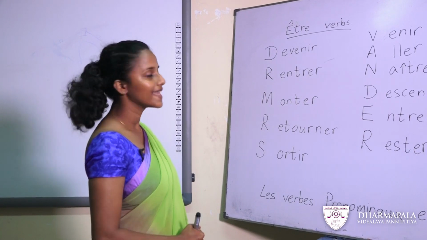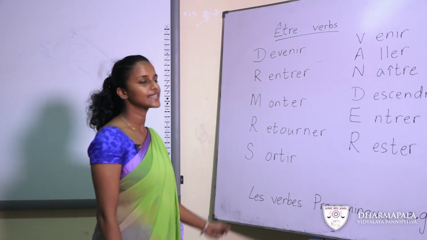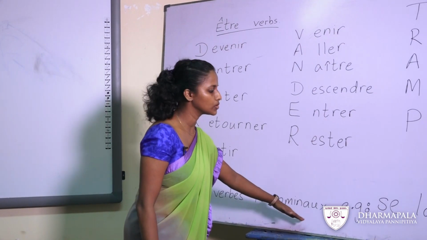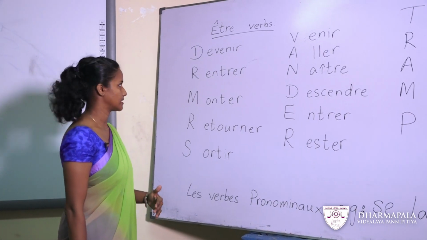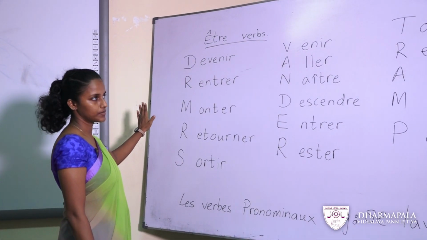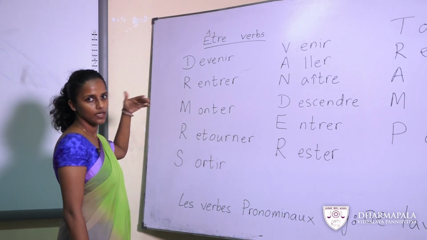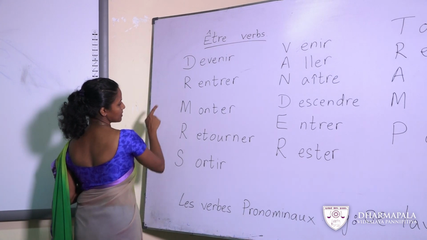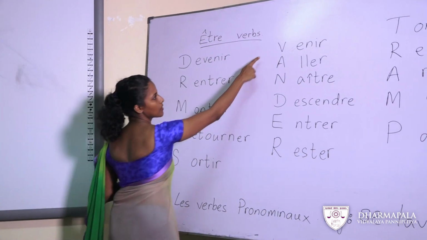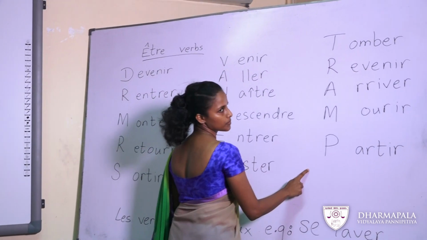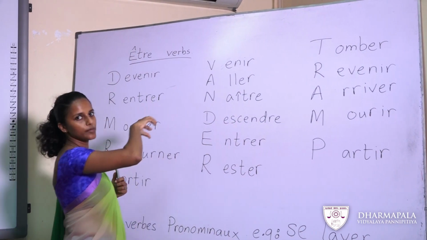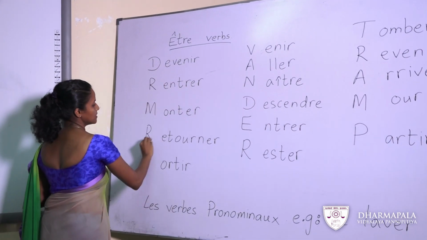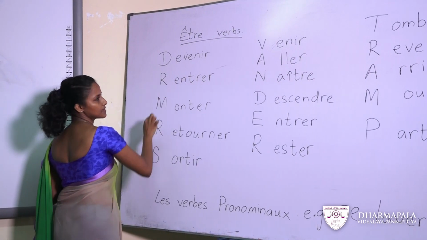Now, here you have être verbs. Normally, we have 16 être verbs, and all the pronominal verbs are included in this être category. There is an easy way to study these être verbs. You just have to study Dr. and Mrs. Vandertramp. If you learn this name by heart, you just have to write the verbs which begin with these given letters.